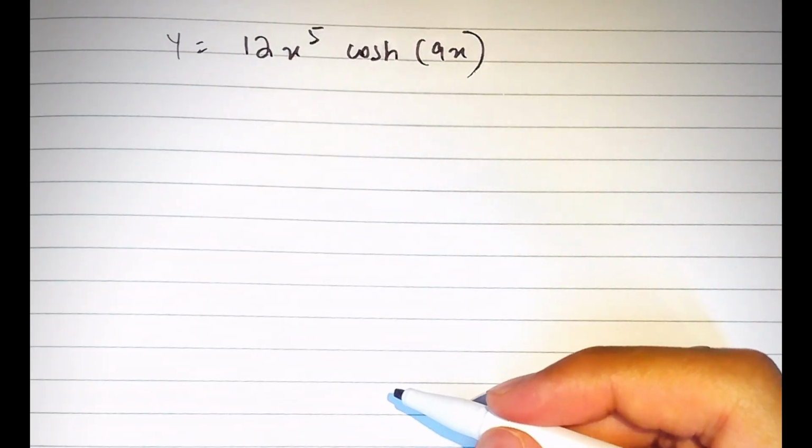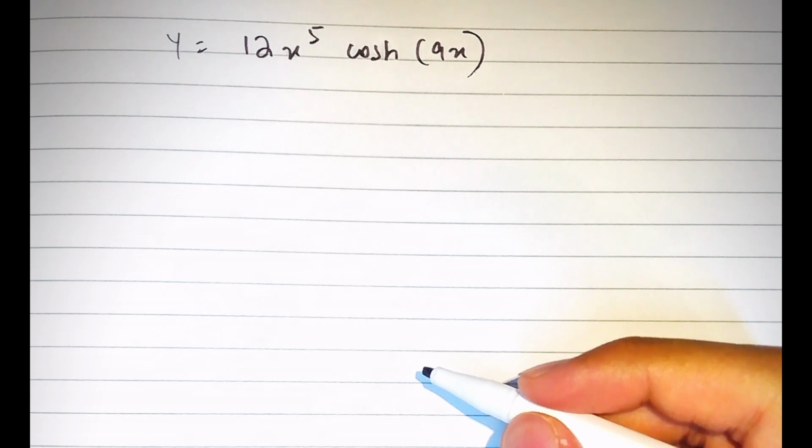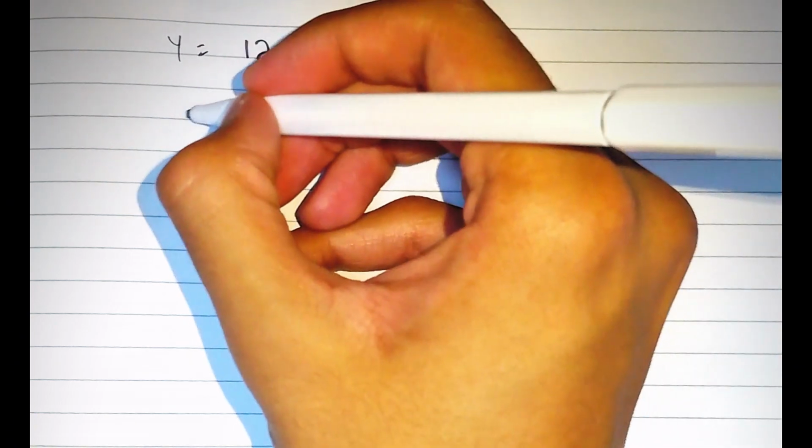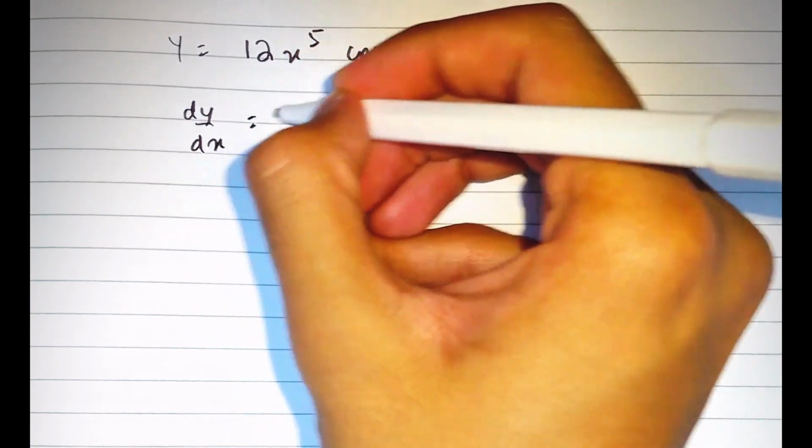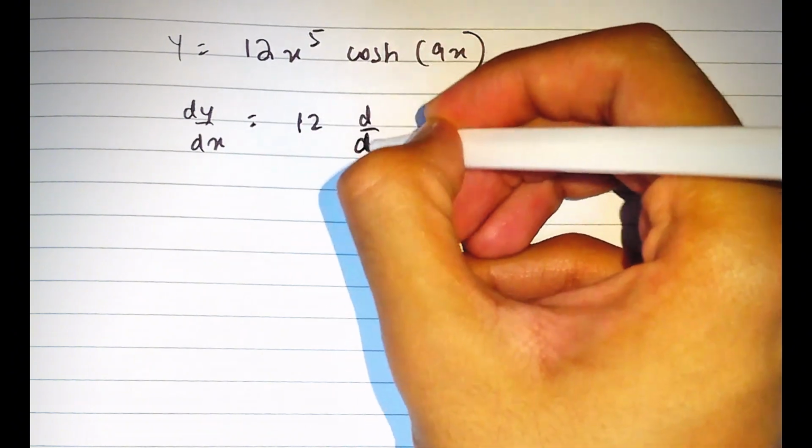Okay, so this is the final derivative. We have to find the derivative of 12x^5 multiplied by cosh 9x. Let's apply the differentials on both sides of the equation. Of course 12 is a constant, so we can just separate it from the differential.